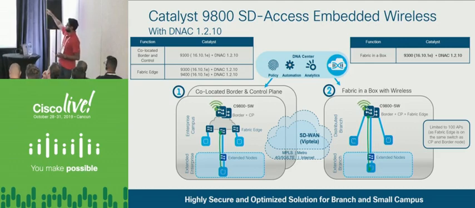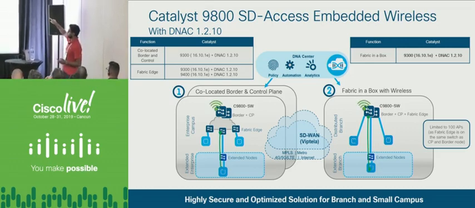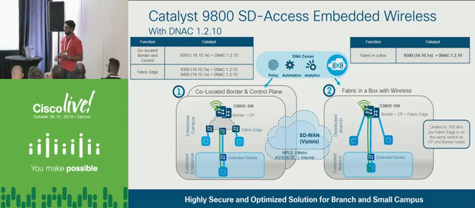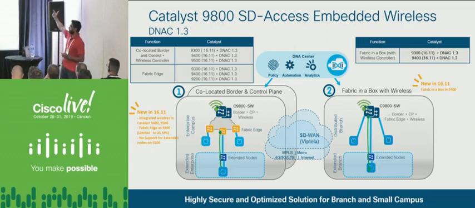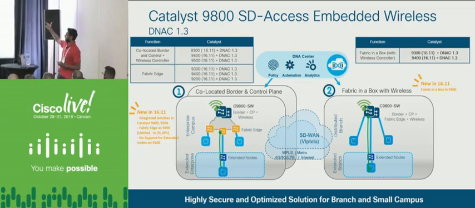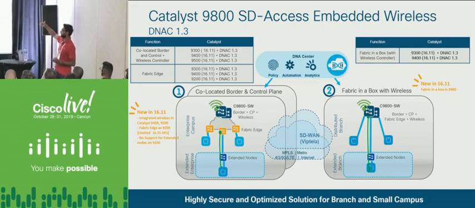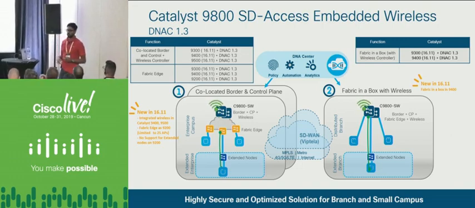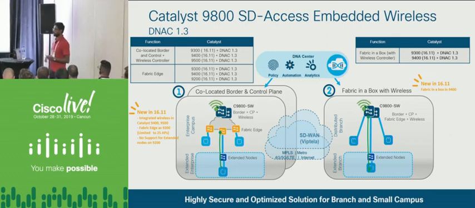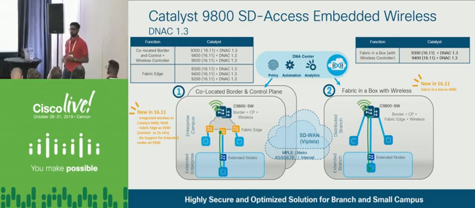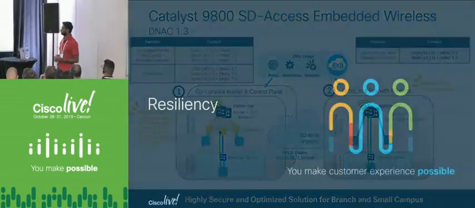So 9300 is the only switch on 16.10 that would be supporting fabric in a box, which got upgraded to 9400, which can do both co-located border control plane and the fabric edge and a fabric in a box on 16.11 version. So starting 16.11, both 9300 and 9400 can be this fabric in a box setup.